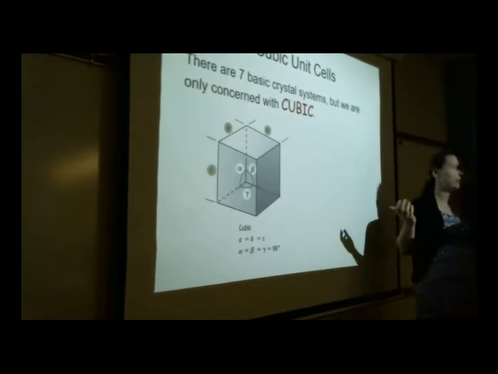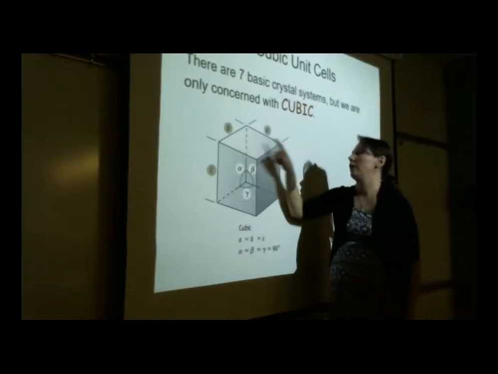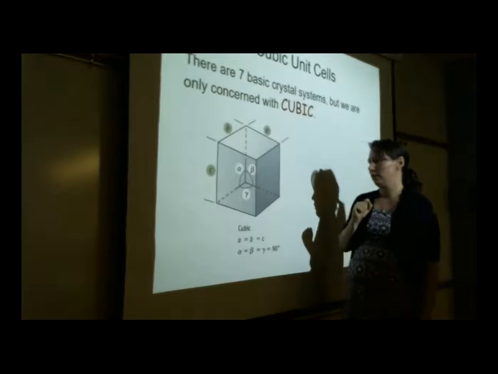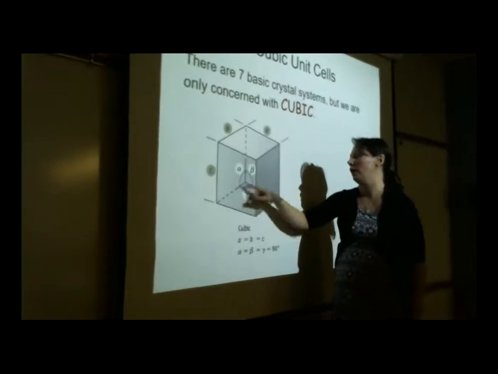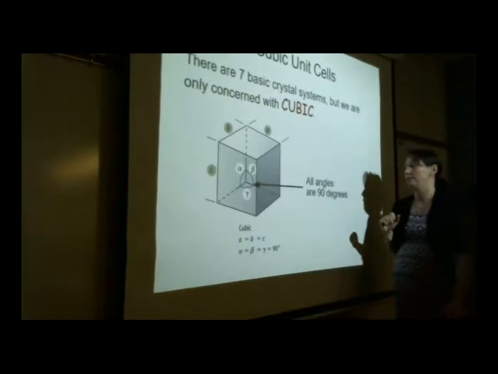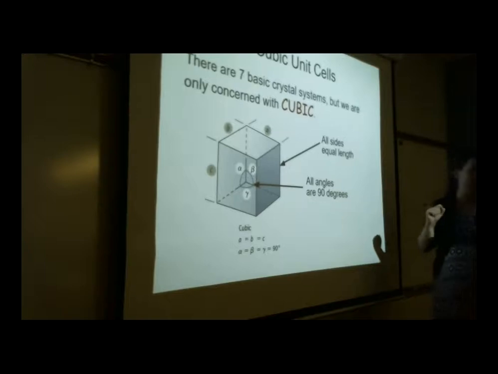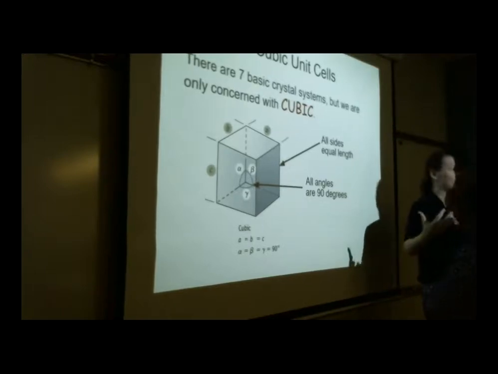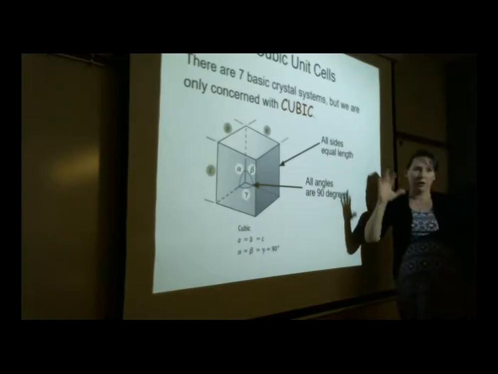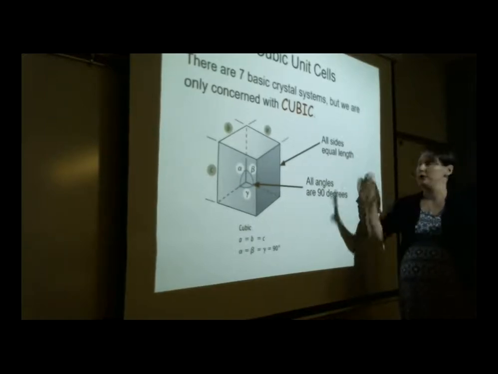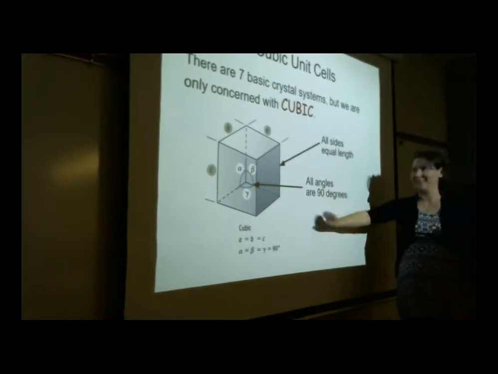What are some properties of cubes? All the angles are what kind of angles? 90-degree angles. What about all the sides? They're all the same, right? So they're all 90-degree angles, and all the sides are equal. That makes them the easiest ones to talk about, because we're not dealing with any sort of different angles or different sides. This is as simple as it gets.